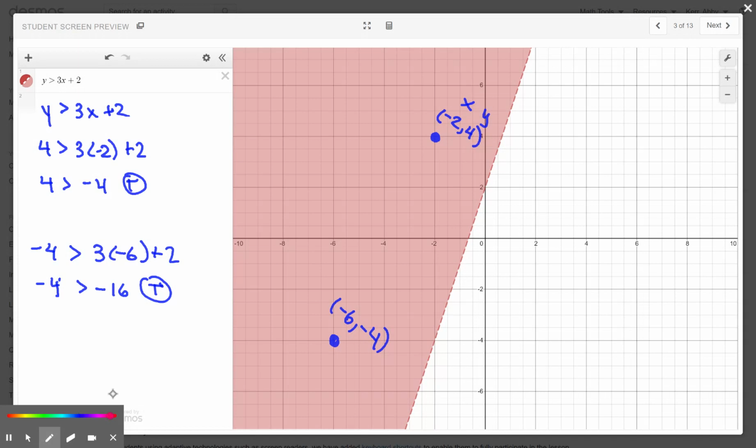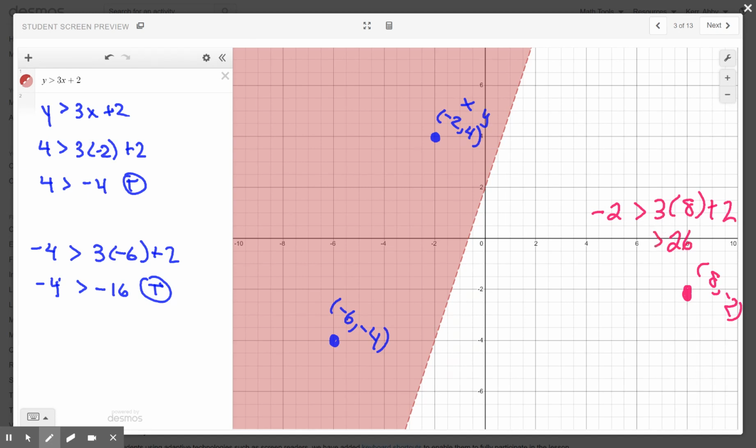However, if we go to this area, and let's say I pick 8, -2, this is not shaded. Let's say I want to plug that in and see if I get a true or false statement. I'm going to plug in -2 is greater than 3 parentheses 8 plus 2. So that's 24 plus 2 is 26. Well, that doesn't make any sense. -2 is not greater than 26. So that would be a false statement.